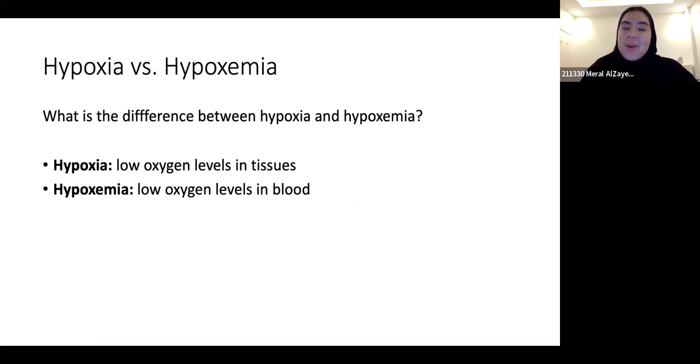You guys already saw the answer. But what's the difference between hypoxia and hypoxemia? Hypoxia is low oxygen levels in the tissue, while hypoxemia is low levels of oxygen in blood. Is that clear? I was supposed to have it then the next so you guys can answer, but do you guys understand the difference between hypoxia and hypoxemia? Okay, so this is very, very important for today's lecture, okay?